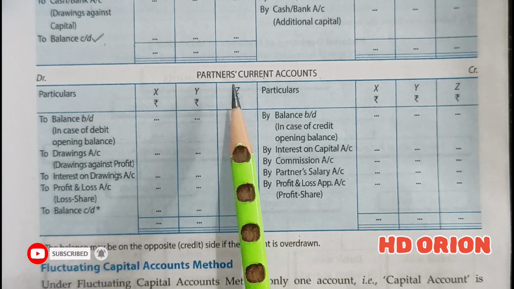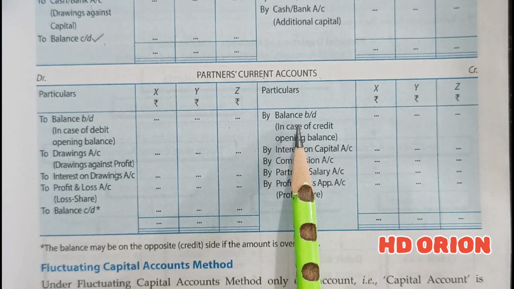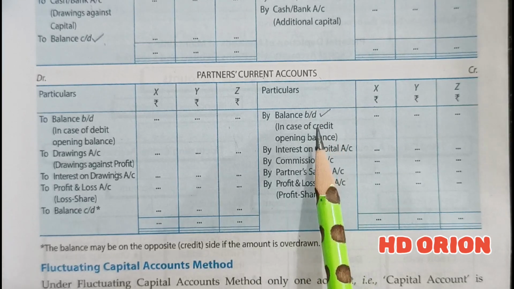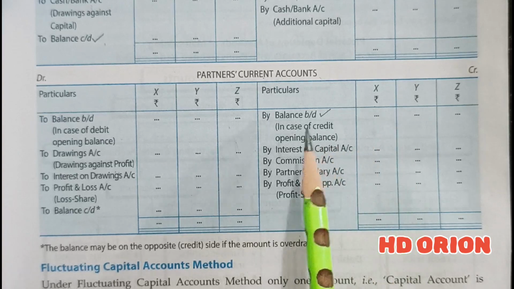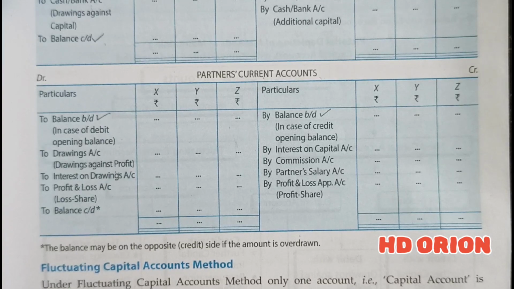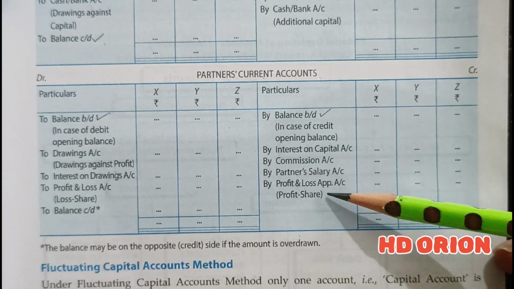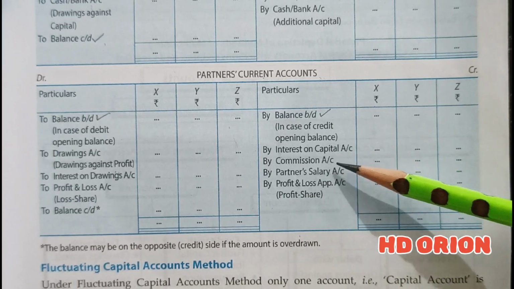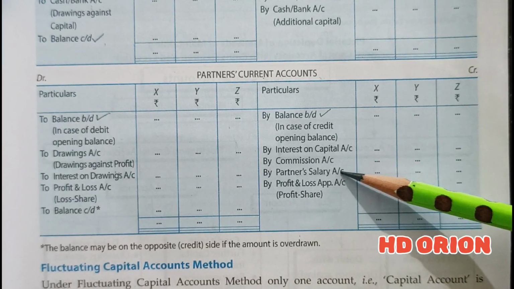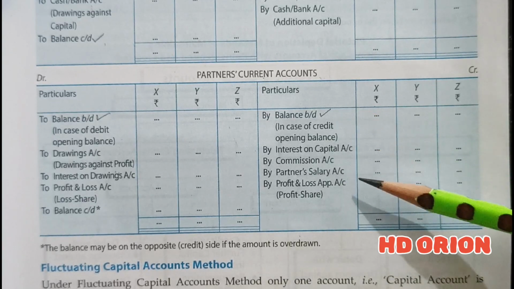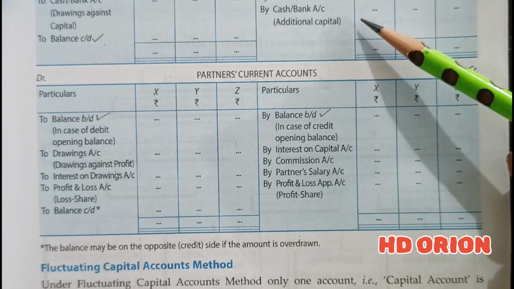In partner's current account, we have an opening balance. Most of the time there is a credit balance, so opening balance will be on the credit side, but some of the partners may also have a debit balance in current account, so it is shown on the debit side. And the rest of the appropriation of profit, which is brought from profit and loss appropriation account in the form of interest on capital, commission to partner, salary to partner, and then distributable profit, all these will be shown on the credit side of partner's current account, not in partner's capital account.